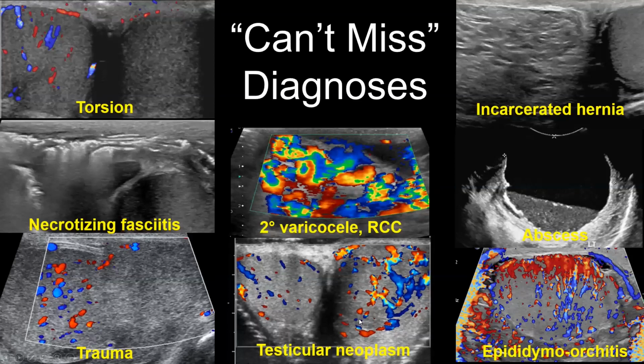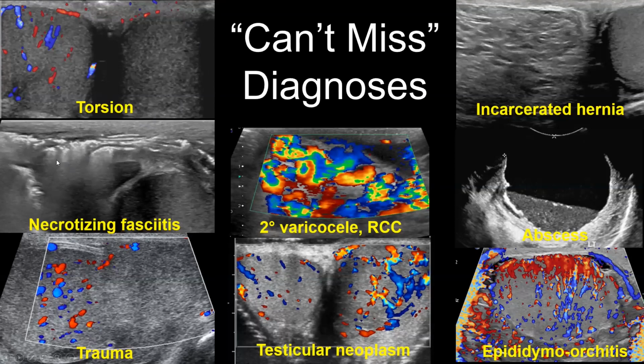Our can't-miss diagnoses. Testicular torsion. I'm going to start with the ones that are urgent, that have to go to the OR urgently. So testicular torsion, torsed left testicle here. We make a big difference here. We've got to get this done quickly and communicate urgently.